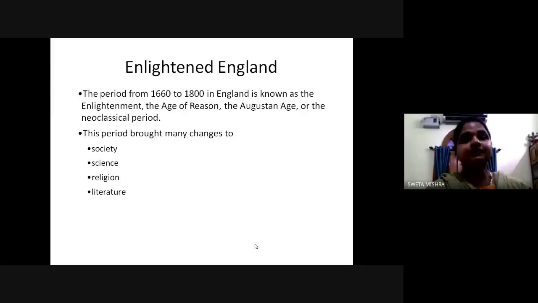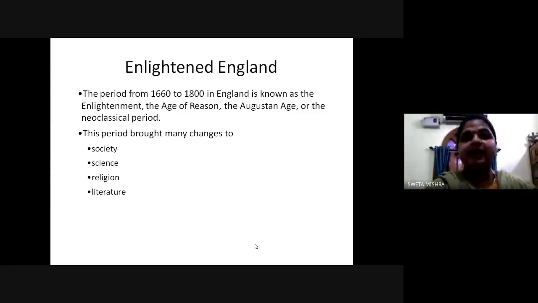Now, why do we call England during this era enlightened England? Why do we call it an age of enlightenment or an age of reason? This is a very important point, and most of the time you get the question on this: why do you consider the 18th century an age of enlightenment or an age of reason? This is a very important question as far as your exams are concerned.